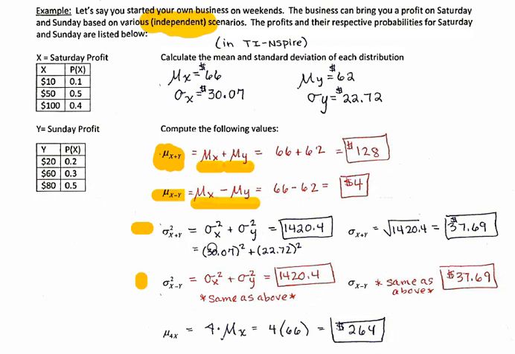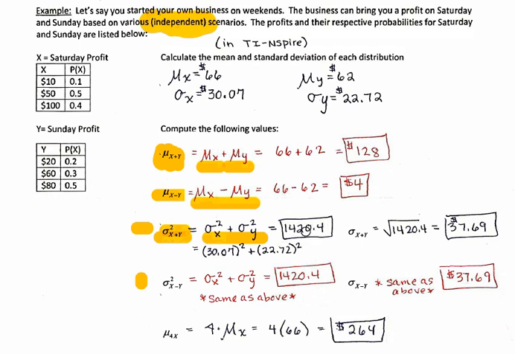To calculate variance and standard deviation, for variance, the variances should add, so the variance of X plus Y is the same as the variance of X plus the variance of Y. That is not a number I have from my readout. So in order to find the variance, I have to take my standard deviation and square it. Since the standard deviation is 30.07, the variance is going to be 30.07 squared. Similarly, the standard deviation of Y is 22.72, so the variance of Y would be 22.72 squared. That gives me a sum of 1,420.4.